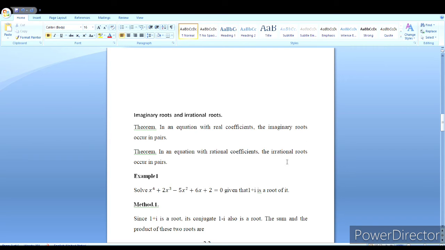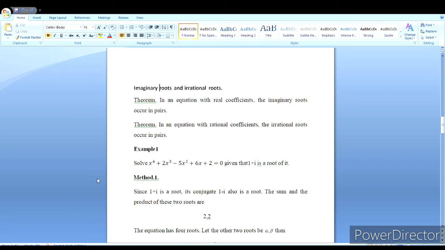Now I am going to explain this with an example. Example 1. Solve the equation x power 4 plus 2x cube minus 5x square plus 6x plus 2 equal to 0, given that 1 plus i is a root of it. We have two methods. The first one: since 1 plus i is a complex root, it occurs in pairs, therefore its conjugate 1 minus i is also a root.